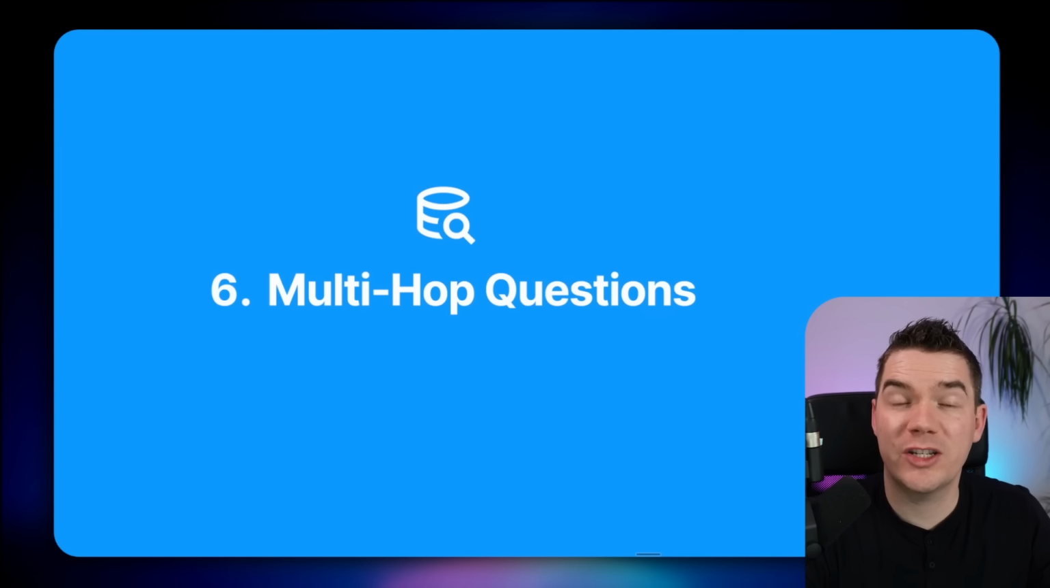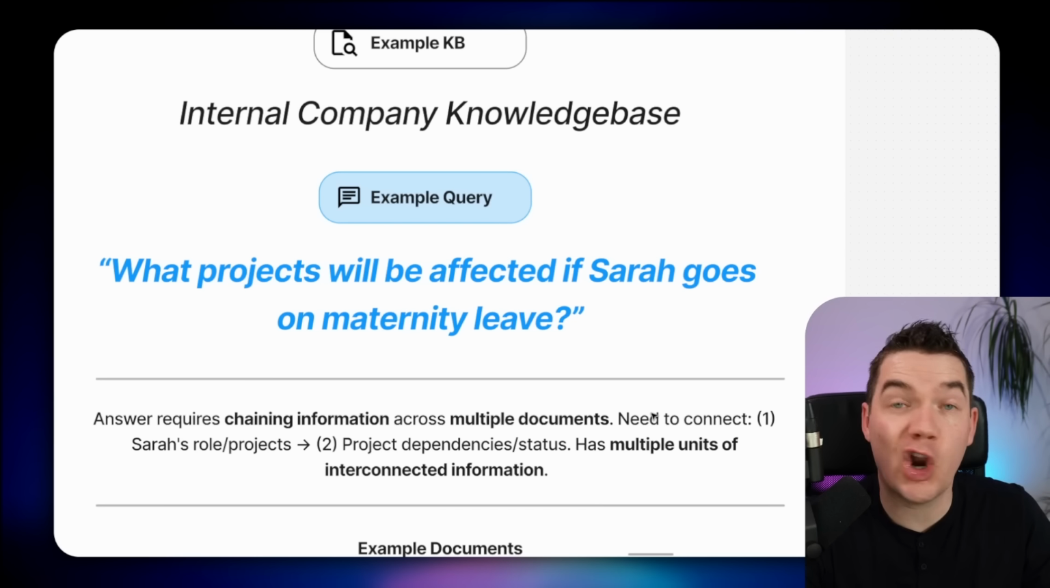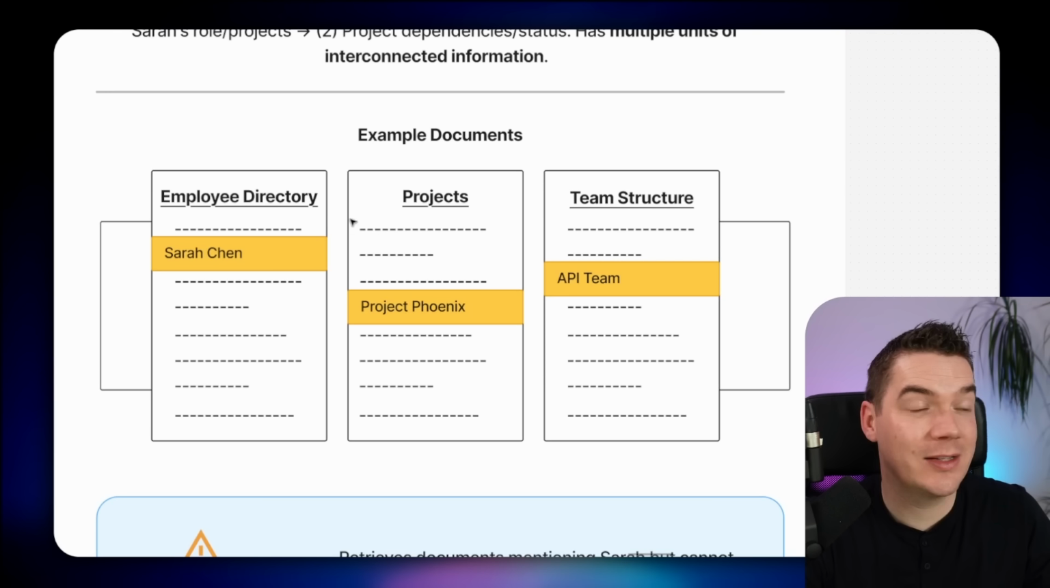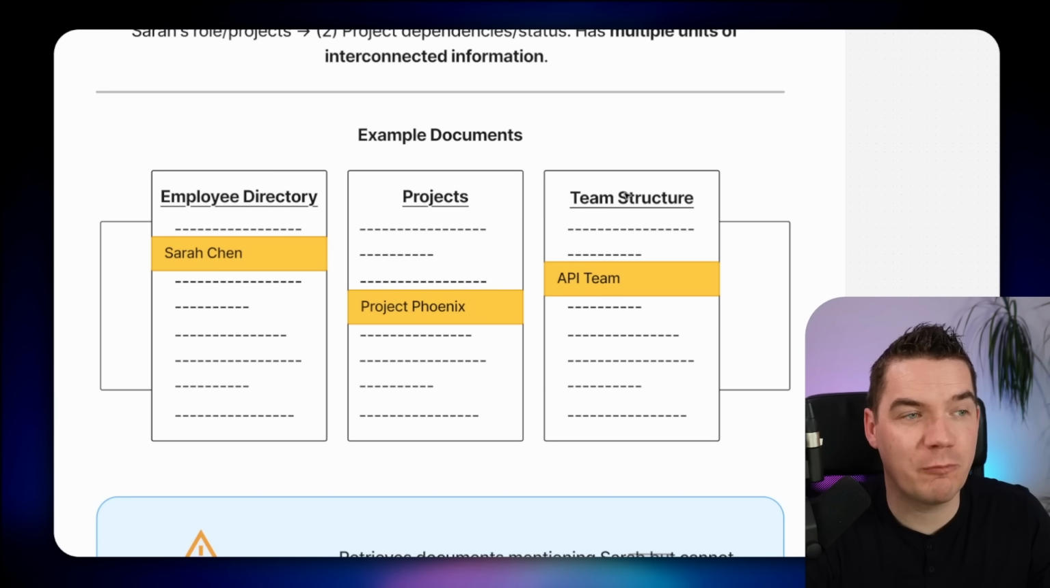With multi-hop questions, on the other hand, we're talking about chaining information across documents. So in this example question, what projects will be affected if Sarah goes on maternity leave? We need to chain information to generate the answer. So we need to figure out Sarah's current role, what projects she's on, what's the status and the various dependencies in that project. So in our example knowledge base, we could have an employee directory, maybe we have projects and team structures.